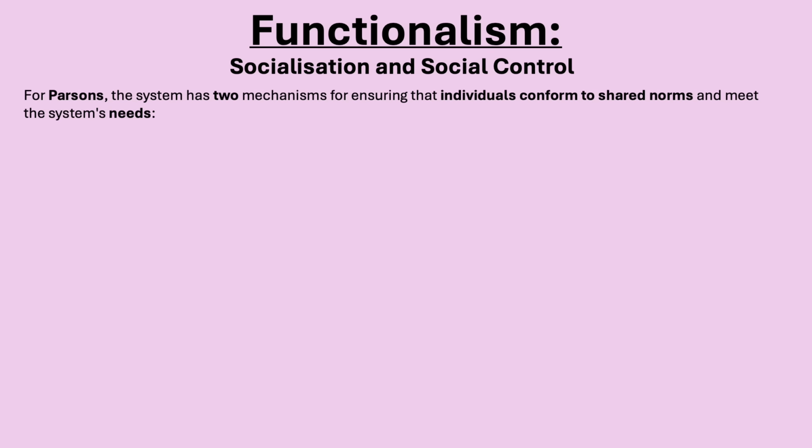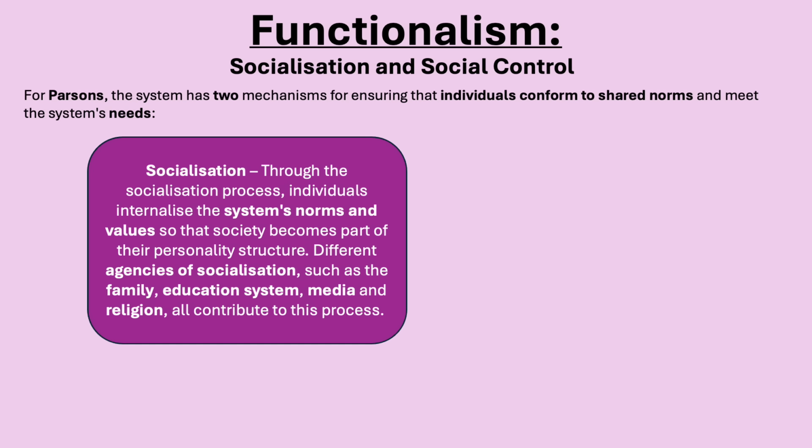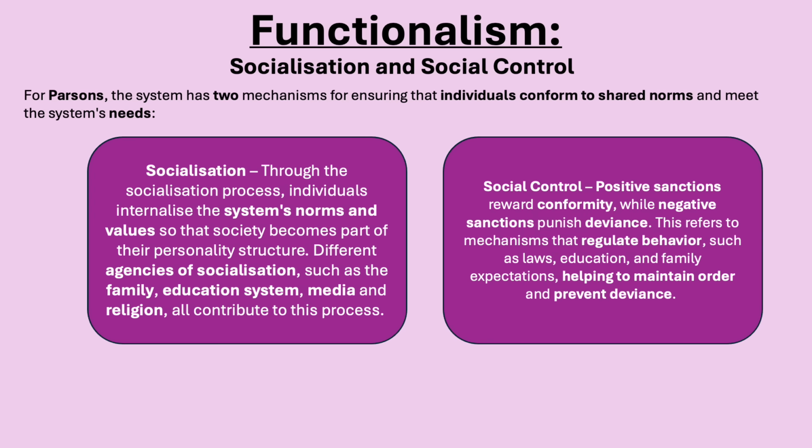Next, we have socialisation and social control. For Parsons, the system has two mechanisms for ensuring that individuals conform to shared norms and meet the system's needs. Socialisation: through the socialisation process, individuals internalise the system's norms and values so that society becomes part of their personality structure. Different agencies of socialisation, such as the family, education system, media, and religion, all contribute to this process. Social control: positive sanctions reward conformity, while negative sanctions punish deviance.